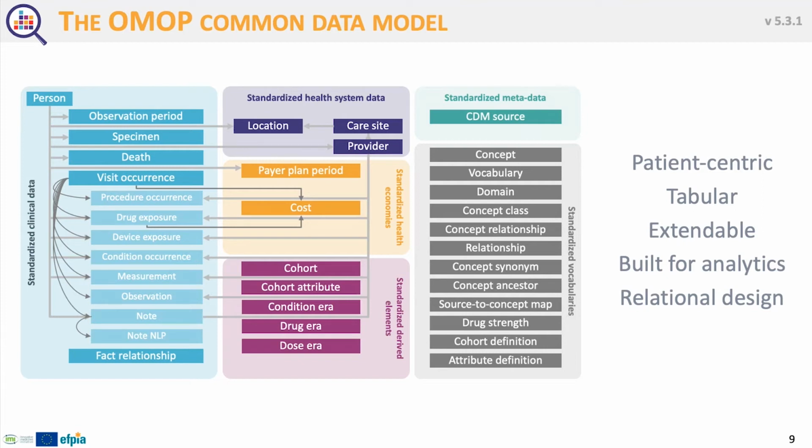This infographic shows us a little bit more about how the common data model is based. You can see that there are standardized clinical data, healthcare system data, health economics, standardized derived elements, and then metadata on top, which then all come together to make a standardized vocabulary. It's patient-centric, it's extendable, and it's specifically built for analytics and to enable that harmonization between the different, very heterogeneous members of the network.